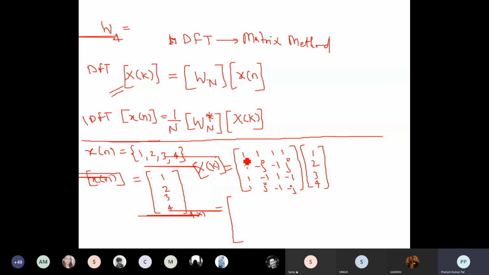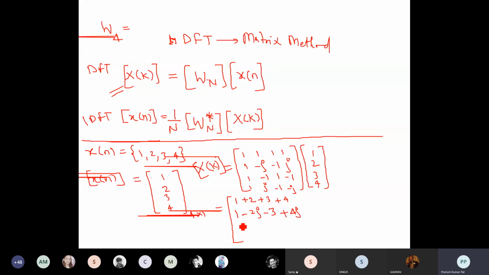Okay, so this first row will be multiplied by this column, so this will be multiplied individually, so it will be 1 plus 2 plus 3 plus 4. Okay, that is okay. The second will be 1 multiplied by this 1, and this minus j will be multiplied by 2, so it will be minus 2j. Then 1 will be multiplied by 3, so the minus 1 will be multiplied by 3, that will be minus 3. Then j will be multiplied by 4, that will be plus 4j.